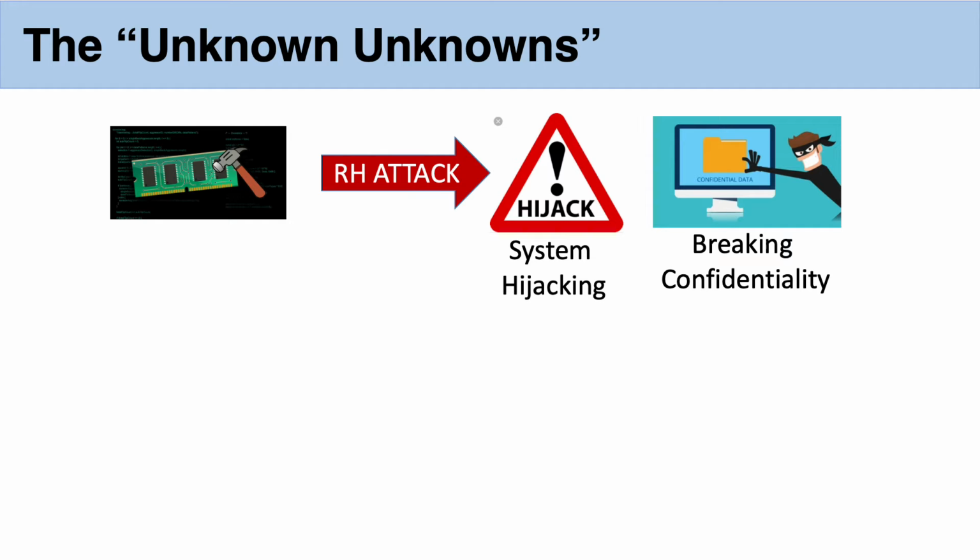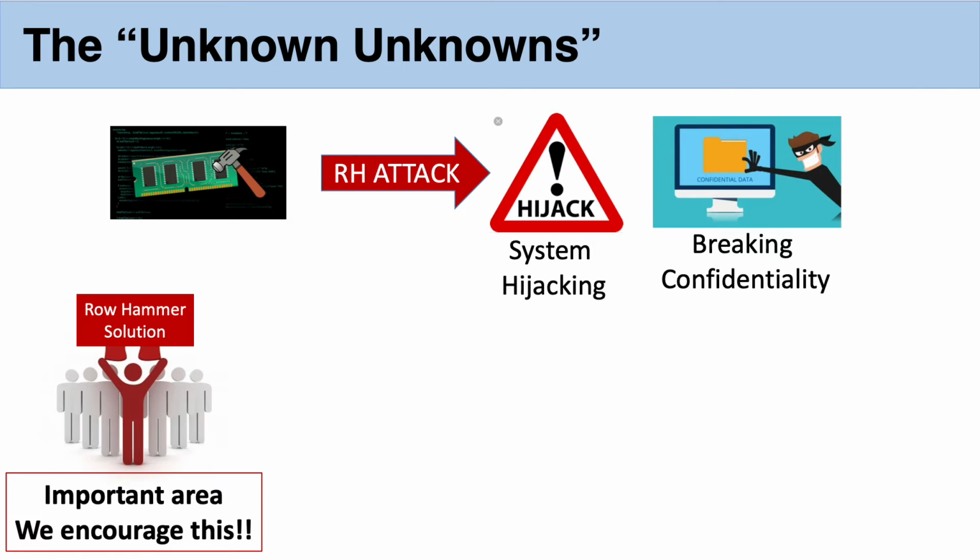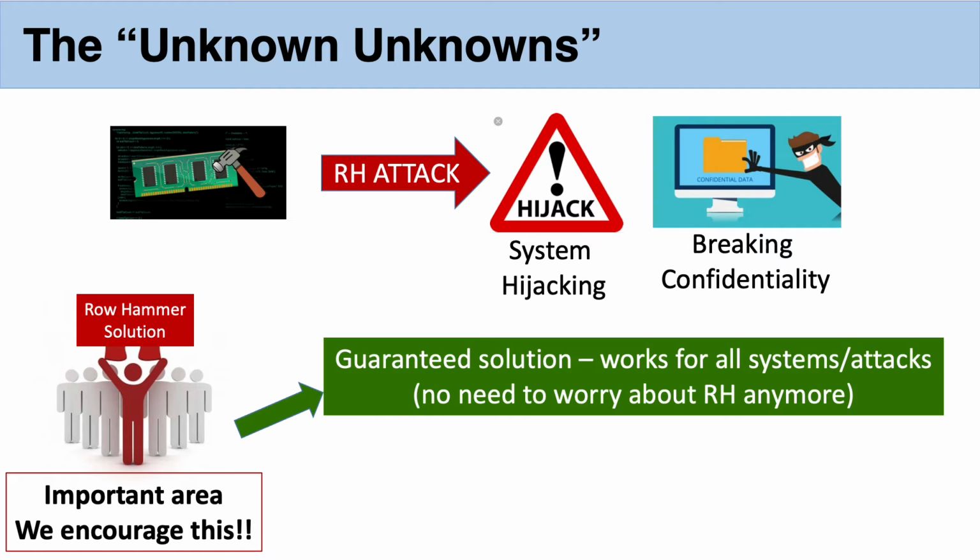Rowhammer is not just a reliability problem. It's a serious security threat, where Rowhammer can cause a hijacking of the system and leakage of sensitive data. There's a lot of ongoing work on mitigating Rowhammer, and we encourage research in this important area. In fact, if we could get a guaranteed solution that works across all systems and across all attacks, current and future ones, then we don't need to worry about Rowhammer anymore. We can worry about other things.